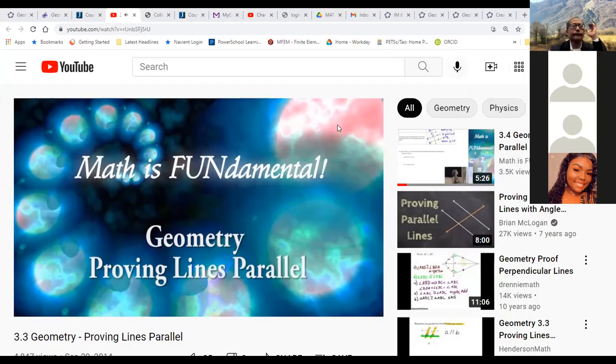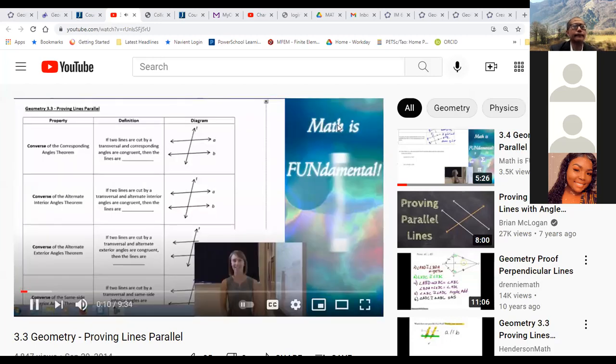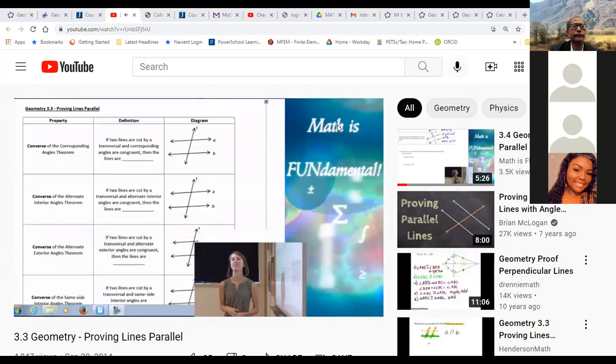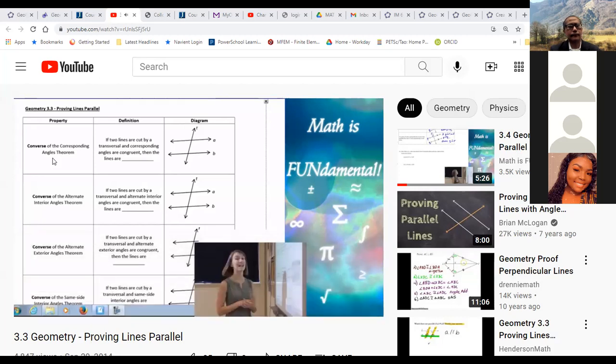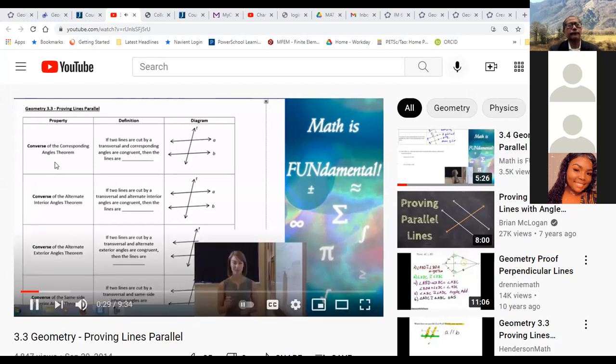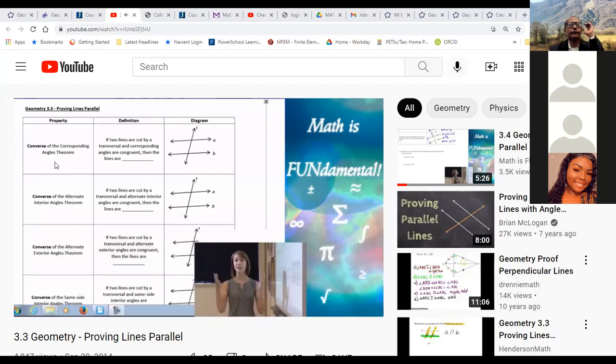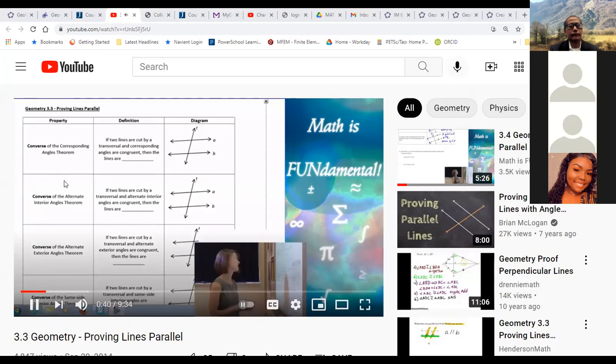Hi class, welcome to Math is Fundamental. Today we are going to be talking about how to prove that lines are parallel. In the last lesson, we learned about different theorems using parallel lines and transversals, like the corresponding angles theorem, alternate interior angles theorem, and so on. Today we're going to look at the converse of those theorems. Remember, converse is when you take a conditional statement and switch the hypothesis and the conclusion. So the first piece and the last piece just switch places.